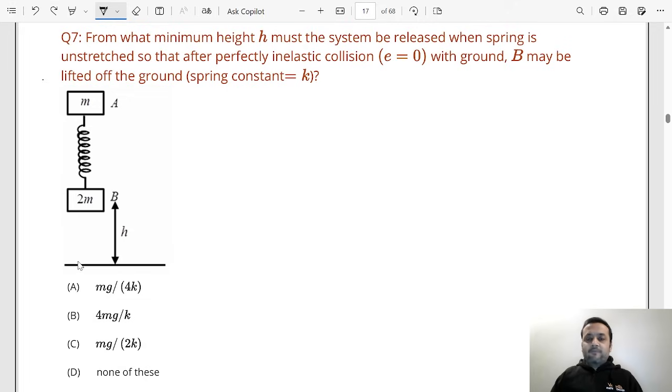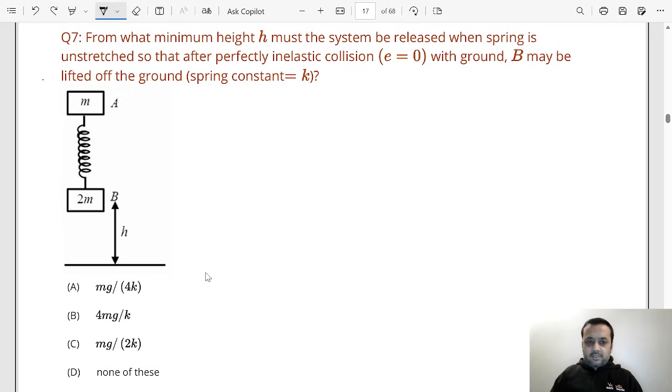So we can say that 2m will immediately come to rest, and m will also basically... just before 2m hits the ground, its speed would have been root 2gh because it has fallen through a distance of h. Similarly, m would have also fallen through the same distance, so m's speed will also be root 2gh.